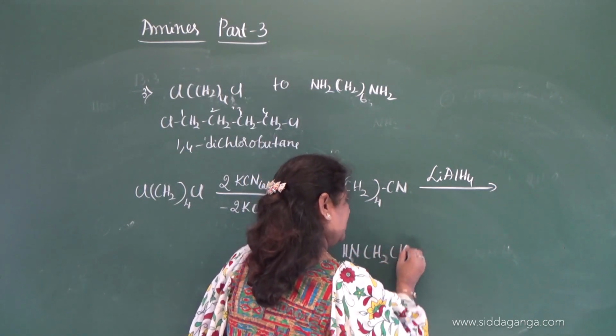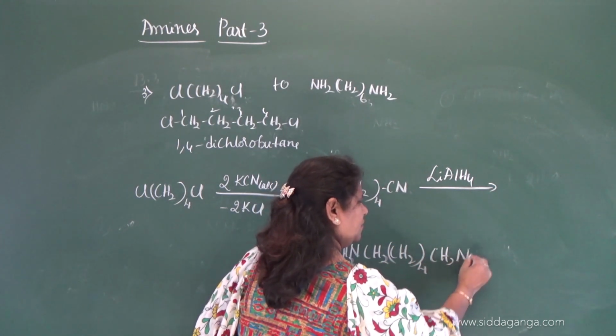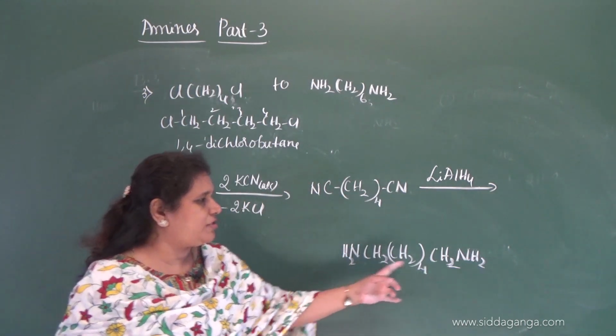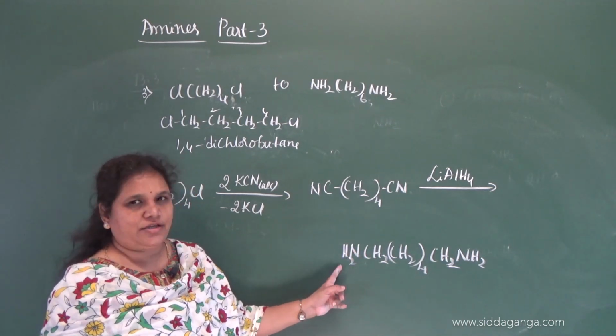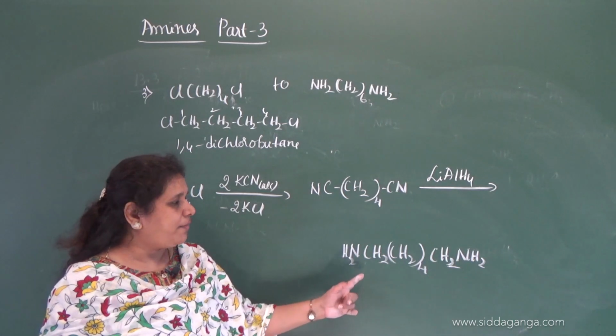CH2, CH2 4 times, CH2, NH2. So reduction of cyanide to the respective amine. So CN is reduced to CH2NH2. Carbon to CH2, nitrogen to NH2. You will get a primary amine.